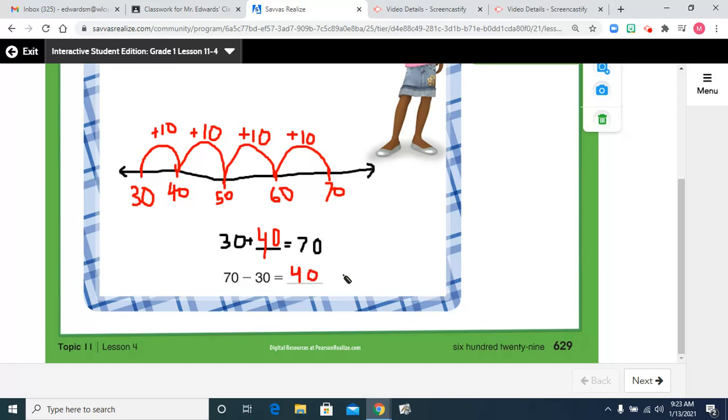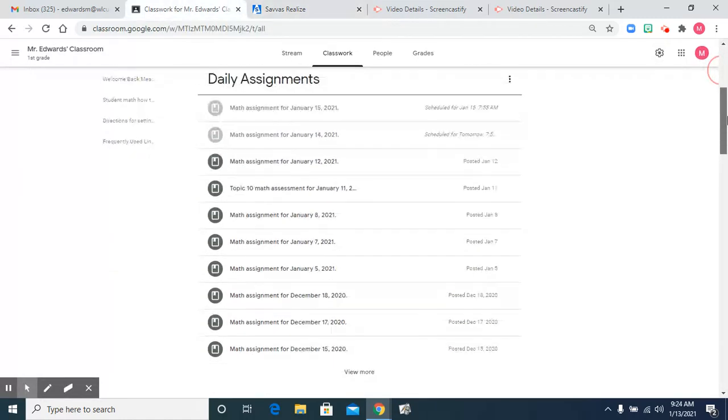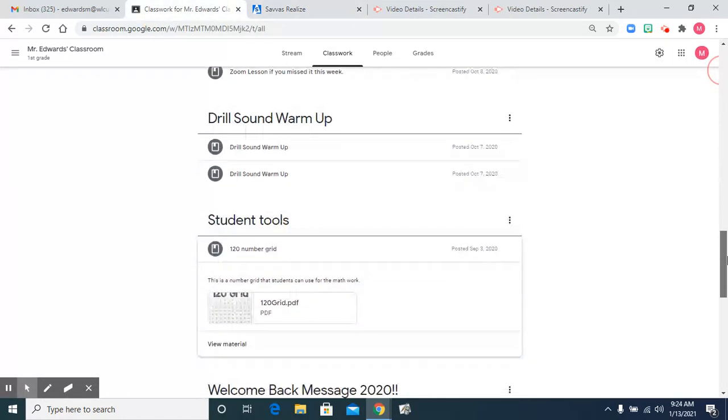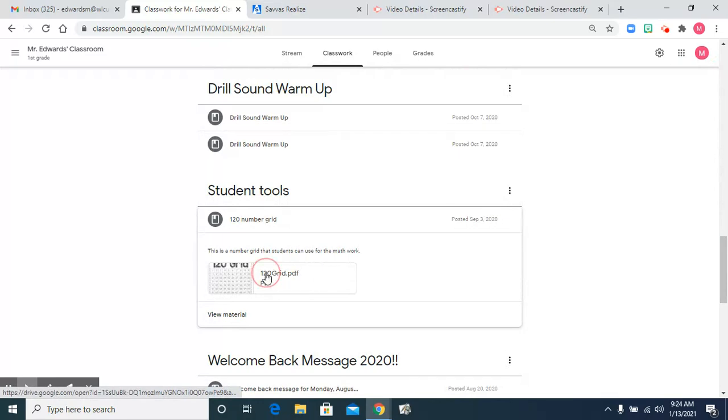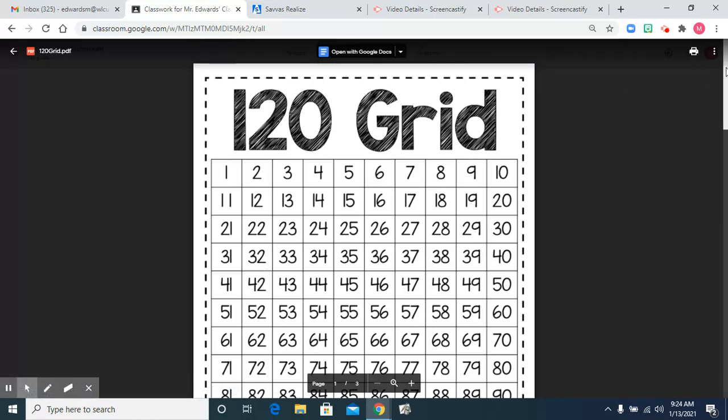Now, remember when we talked about related facts? These are related facts because they have three numbers that are the same. 30, 30, 70, 70, 40, 40. Now, if you want to check this answer, go to my Google Classroom page, go down to where it says Student Tools, and here's that number grid. That goes to 120.